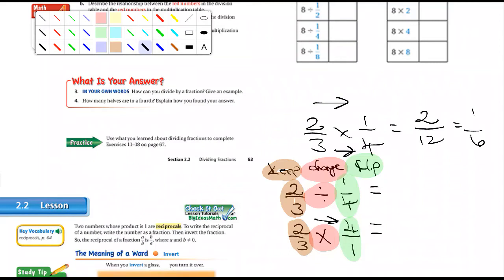What's 2 times 4? 8. What's 3 times 1? 3. Okay, now we have an improper fraction. Now what do I do? Make the mixed number. 3 goes into 8 how many times? 2. What's left over? 2. And there's your answer. So keep, change, flip.